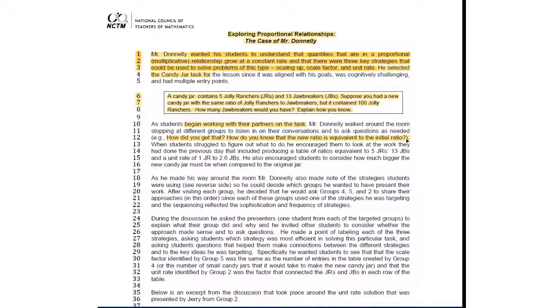How do you get that? How do you know that the new ratio is equivalent to the initial ratio? He also supported his students' productive struggle in the learning process. When students struggled, he pointed them back to the work they had done the day before, where they had produced a table of ratios that were equivalent to 5 Jolly Ranchers to 13 Jawbreakers, and a unit rate of 1 Jolly Rancher to 2.6 Jawbreakers.